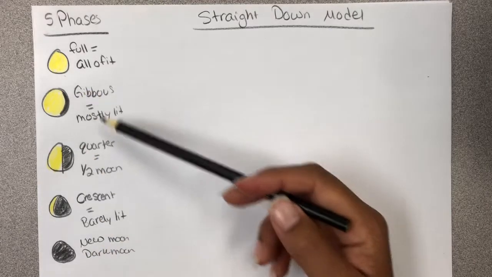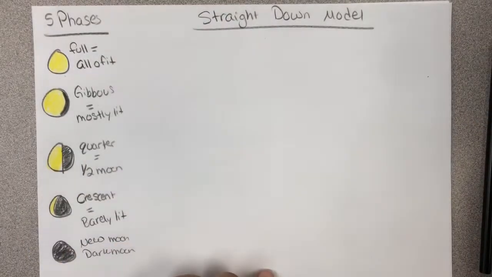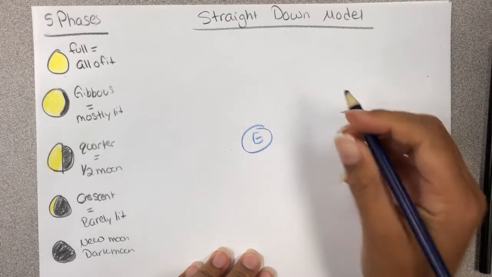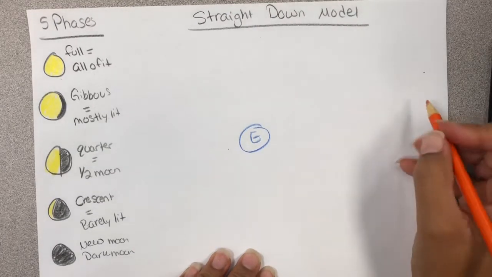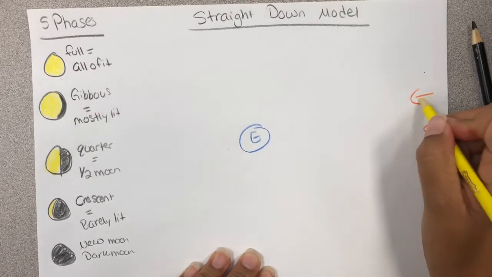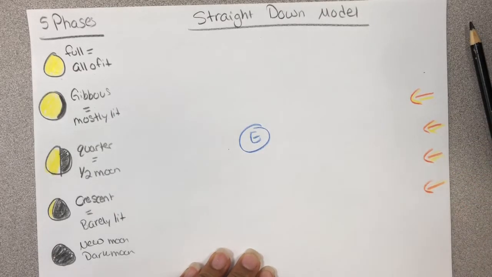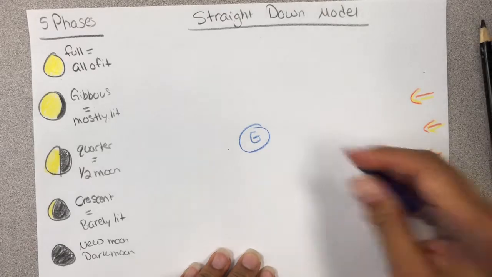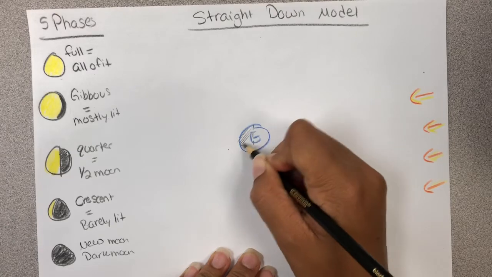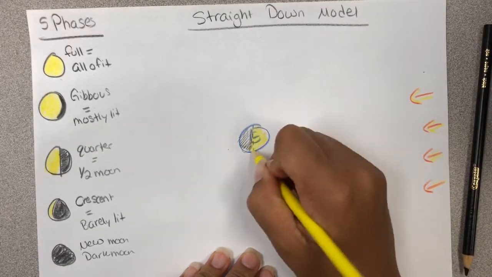Okay, so let me explain these phases in our straight down model. So if we are looking straight down, we would have our Earth here, and I'm going to draw sunlight coming in this direction. Well, I suppose I should add some yellow so that we are consistent here. That is our sunlight. Now, I am going to draw this in perspective. So this is the dark half. This half of Earth does not get light, and this half of our Earth does.